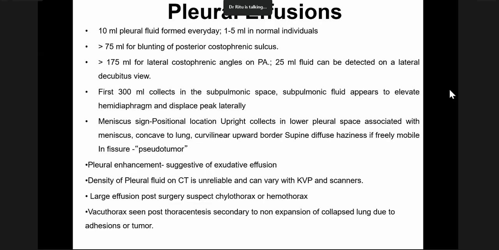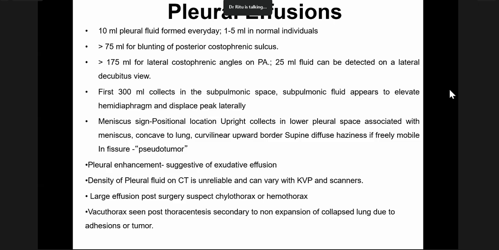Now, a word about pleural effusions. If the air is replaced by fluid, 10 ml of pleural fluid is formed every day, and as the lung expands and collapses, it gets reabsorbed into the lymphatics. Most individuals will have between 1 to 5 ml of pleural fluid at all times. You need approximately 75 cc's for blunting of the posterior costophrenic sulci. This shows up on the boards, so remember that. And you need more than 175 cc's for the lateral costophrenic sulcus on a PA view to be blunted.